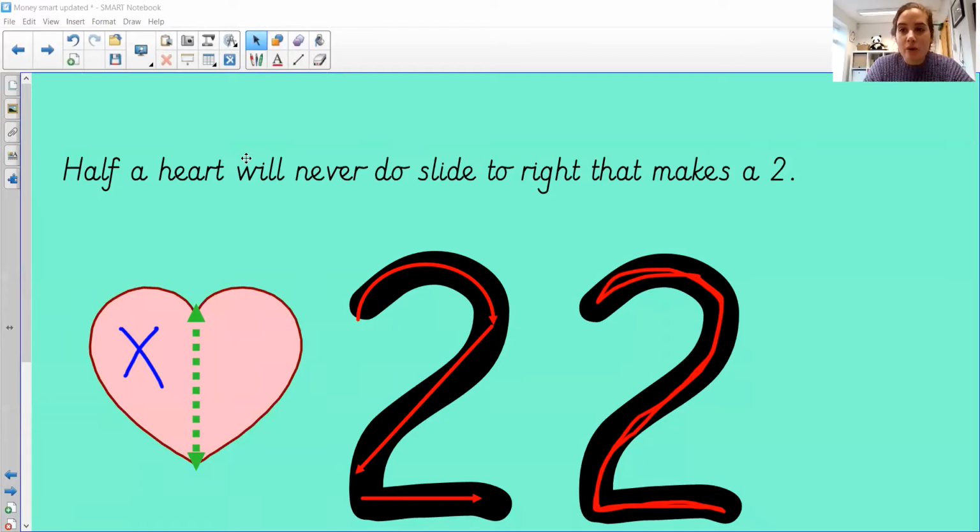Okay, let's start with our number 2. This is our half a heart will never do, slide to the right, that makes a 2. And you can see I've been practicing and tracing. Hopefully you guys can do it a lot neater at home. I'm doing this on the computer. So have a practice and come back to me when you've finished. Excellent. Okay, let's move on.